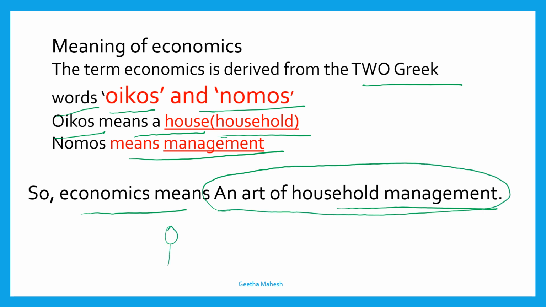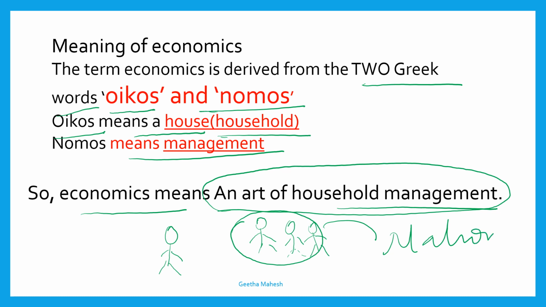How a head of the family uses his limited resources to give the maximum satisfaction to his family members, so that we call it the art of household management. In a similar way, a nation or a country will try to use its limited resources in order to satisfy the maximum number of wants of each and every member in the society, or try to give maximum satisfaction to the society.